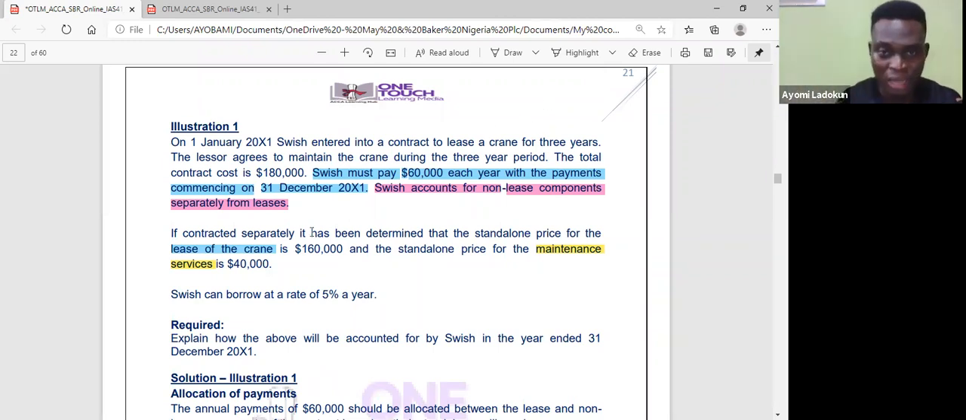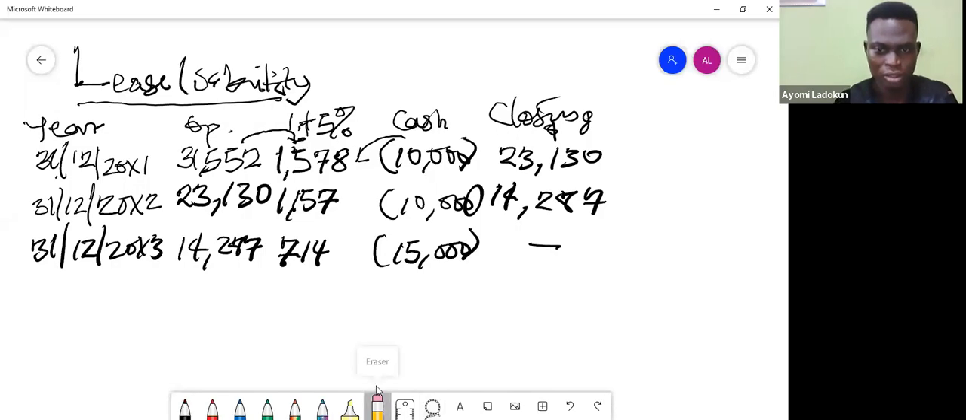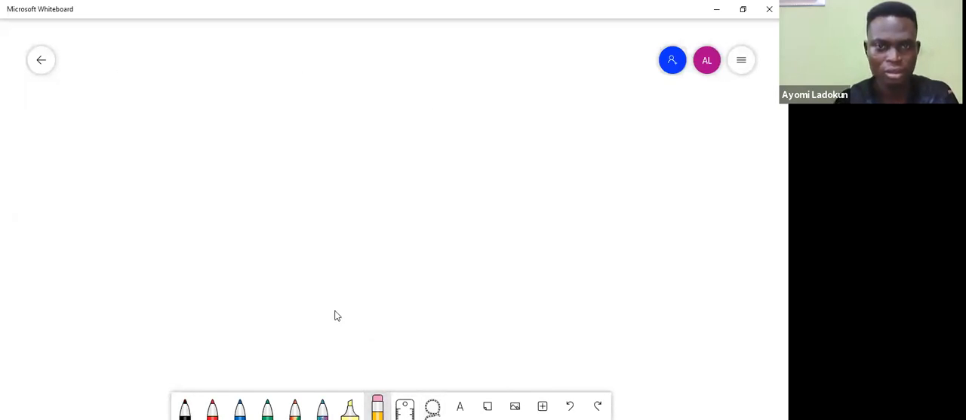I already have my stand-alone selling price for the crane to be 160 and maintenance to be 40. So what do we do? The consideration is 60, so I'm just going to pick up the figures. Let me share the screen. Where's the board marker? Okay, let's clean this up. Brilliant.